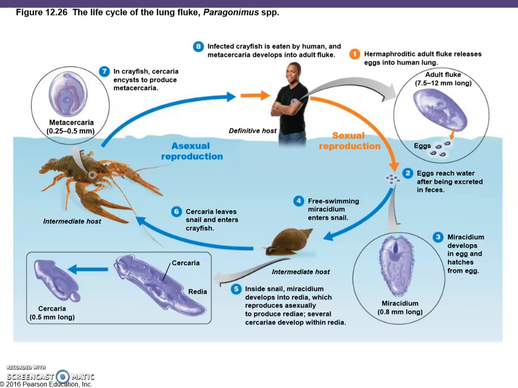That adult fluke, therefore, releases a lot of eggs into the human lung. And these eggs would have to reach water after being excreted, a lot of times in fecal material. And so they reach a body of water. Then the miracidium develops, hatches from the eggs, and enters a snail. So you have to have this particular intermediate host. If you don't have this particular intermediate host, the life cycle of the worm would be disrupted, and you would not find it.